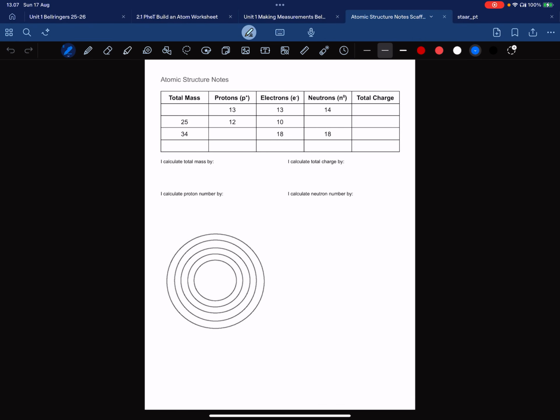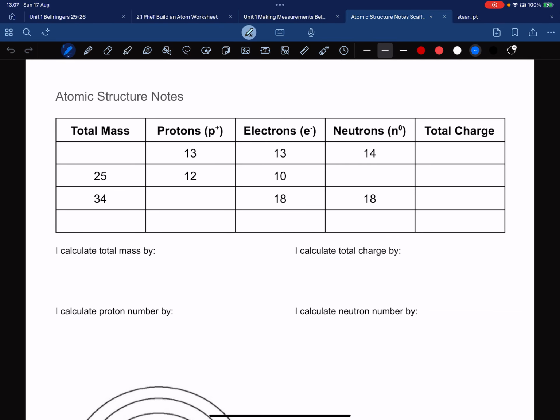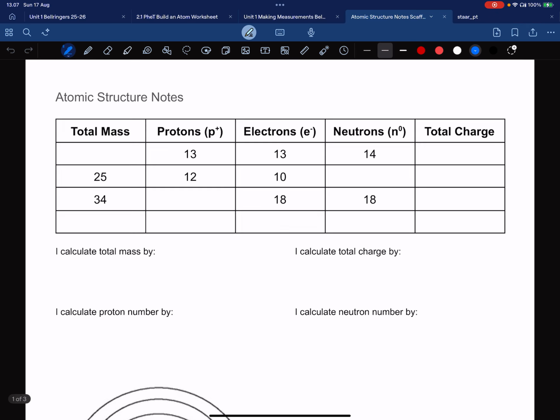Okay, ladies and gentlemen, time to put all of this atomic structure stuff into some kind of perspective and to show you exactly how all the calculations and things work. All right, so we're going to start off with a few definitions. The first one, AMU, that stands for atomic mass unit.